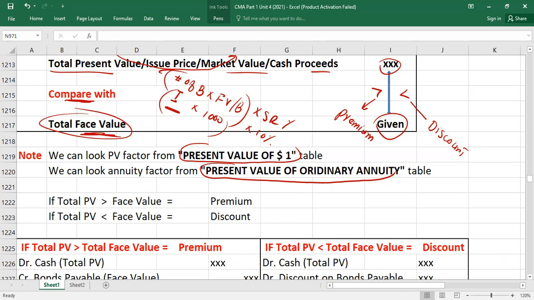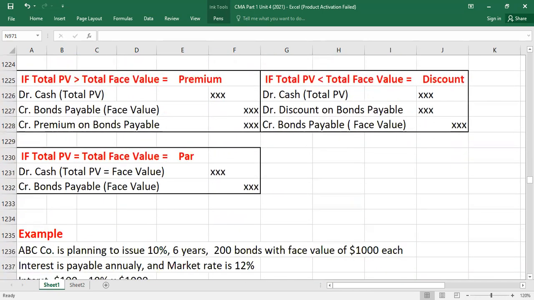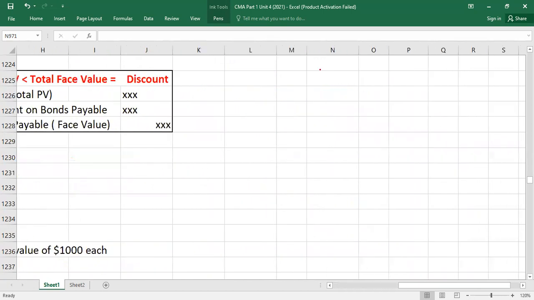Understood? Now, what are the accounting entries? Guys, these three entries are written, but we can understand the whole concept by passing one entry. So what is the entry when you issue the bonds? You will always debit cash first, because you are going to receive cash against the bonds. So cash will always be debited with what? With the present value, because that is the cash proceeds which you are going to receive. Understood? And you have to credit what? You have to credit bonds payable as a liability.